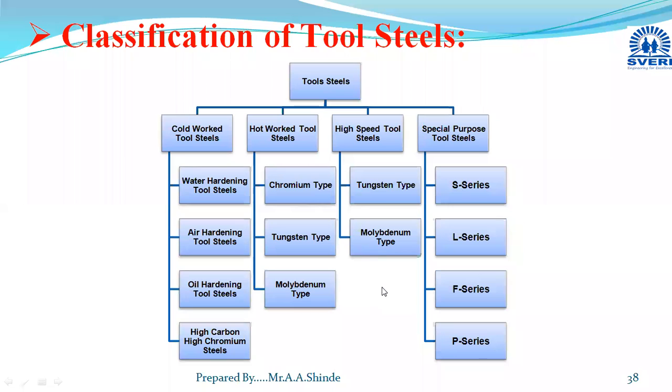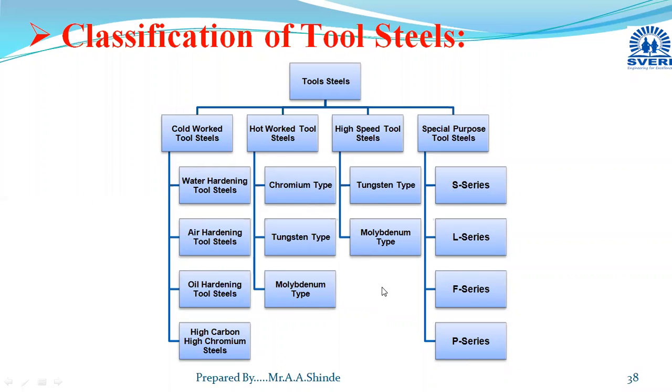Now, depending on their applications or their specific characteristics, they are classified into these four categories with the help of the American Iron and Steel Institute, that is AISI: cold work tool steel, hot work tool steel, high speed tool steel, and special purpose tool steel. Now, first we will discuss cold work tool steel. These cold work tool steels are generally used for cold working of metals, and hot work tool steels are used for hot working of metals.